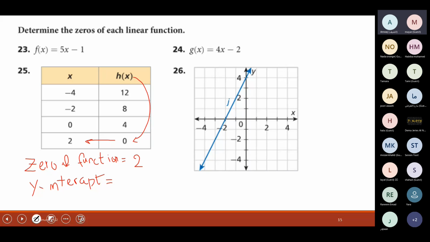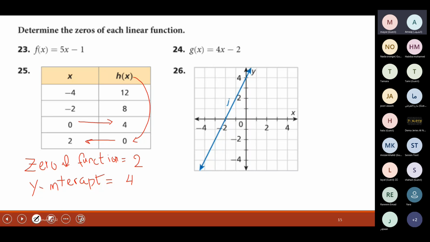Yes, Mayar, where's the y-intercept? What do you mean by y-intercept, Mayar? When the line intercepts the y-axis. Exactly. So it means what? Y is 0 or x is 0? X is 0. Okay, when x is 0, what's the value of h of x? 4. So the y-intercept is at point 4.